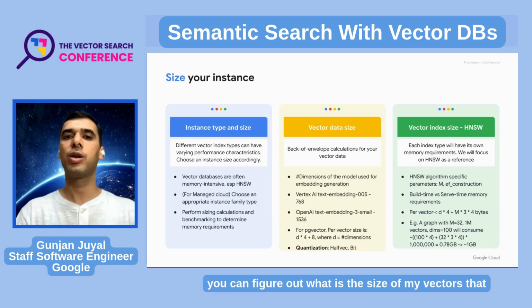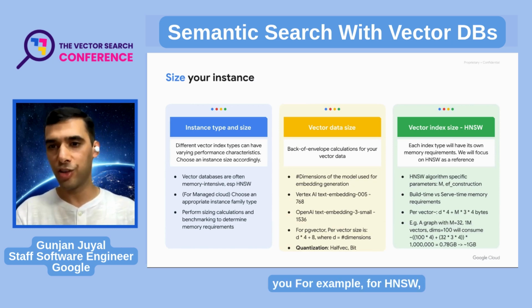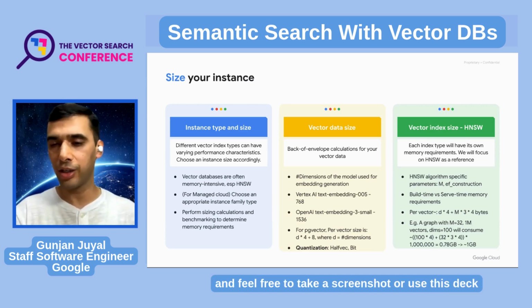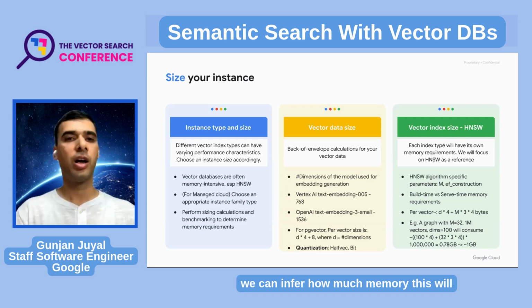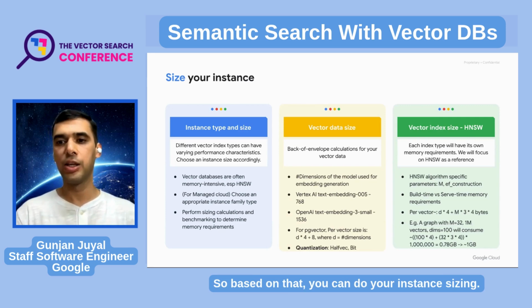So using that, you can figure out what is the size of my vectors that will be stored. And then based on the implementation, for example, for HNSW, here is a very handy formula, and feel free to take a screenshot or use this deck as a reference later on. Based on the implementation, we can infer how much memory this will take when it is running. So based on that, you can do your instance sizing.